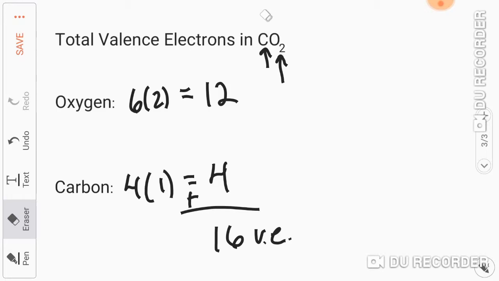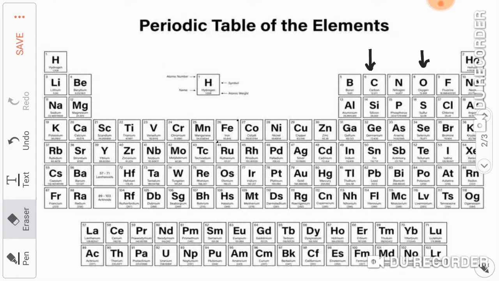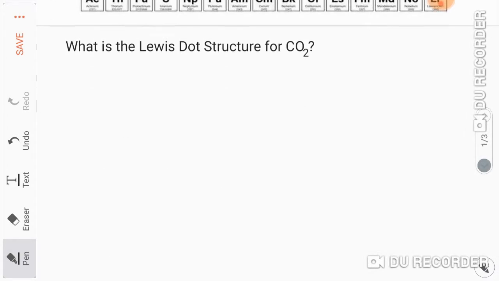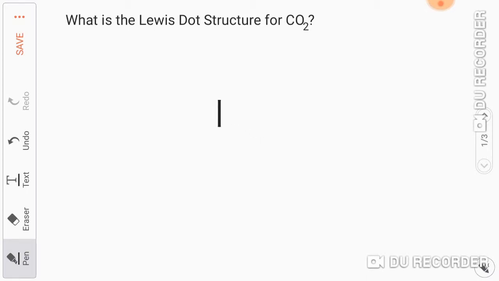Now we must ask ourselves, which of these two elements are going to be in the center? So again, on the periodic table, we will see that carbon is least electronegative in comparison to oxygen. And again, the least electronegative element is the one in the center. In this case, carbon. So let's draw our carbon in the middle. And now let's diagram our oxygens.